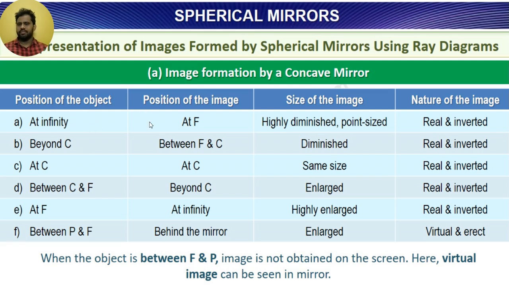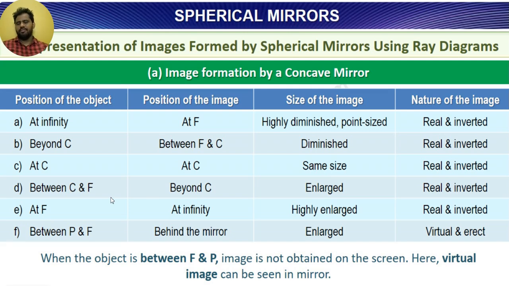Position of object is at infinity, position of image is at focus. It is highly diminished, point sized, real and inverted. Most of the images formed by a concave mirror are real and inverted. If the object is kept beyond C, the image is formed between F and C, diminished, real and inverted. At C, the position of the object is at C, the image is also at C, same size, real and inverted.